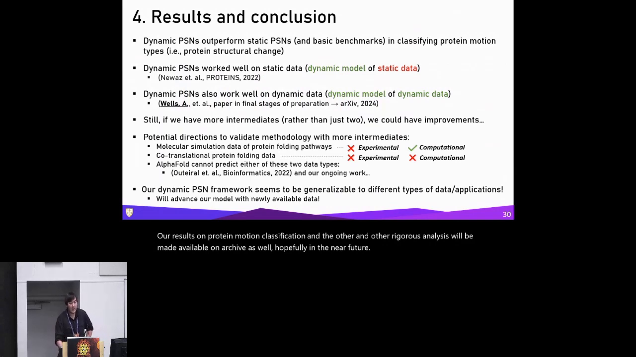Still, we believe that if we had more data on intermediates, we can have more improvements, right? So in the future, we hope to test and improve the model with other dynamic data. Specifically, we thought of using molecular simulation data of protein folding pathways, but from what we can find, there are a lot of computationally derived data, but no experimental data. And even for computational, there is no centralized data resource that's both adequately cleaned and labeled.